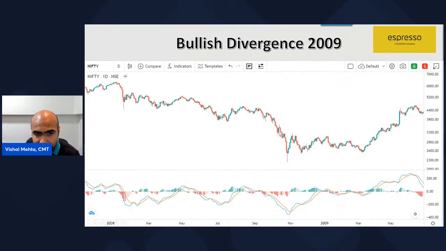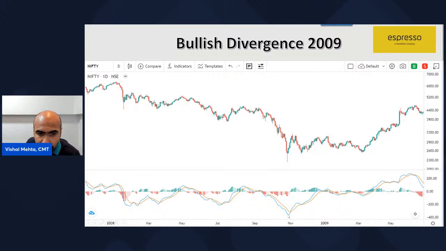Now let's take this as an example of bullish divergence. If you look at this divergence, it's a very classical, interesting chart, and it is the crash after 2008. Now, if you see over here, the prices were almost making a double bottom or triple bottom, one after another, that bottom was being made.